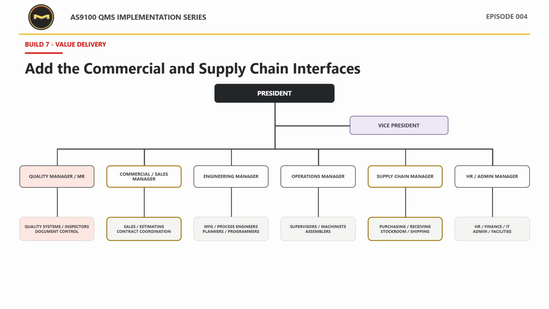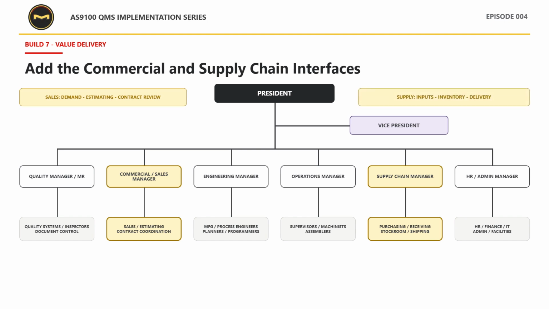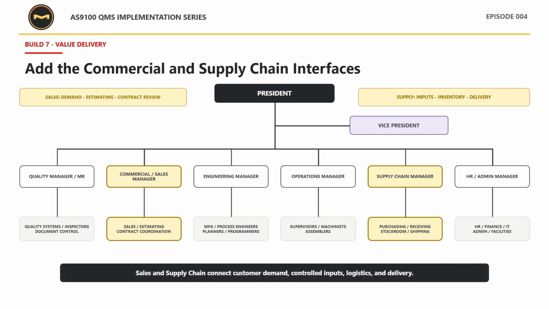Commercial and sales owns estimating, customer communication, and contract review coordination. Supply chain owns suppliers, purchasing, receiving, stockroom, inventory, and shipping. Keep their boundaries clear so commitments, material status, and delivery authority are not duplicated. Receiving inspection remains with quality.